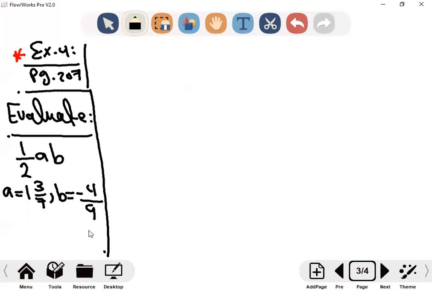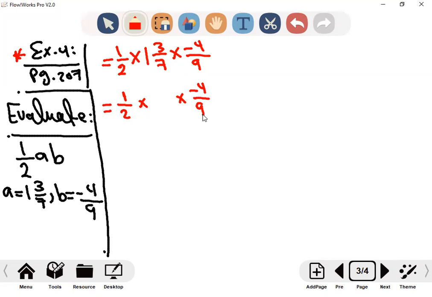Now we said the first step is to replace the variables by their values. So half AB equals half multiplied by A, which is 1 and 3 over 7, multiplied by B, which is negative 4 over 9. Now this one is ready. This one is ready. This one turn it to a fraction: 7 times 1 plus 3, 10 over 7. Multiply up, multiply down. 1 by 10, 10 by negative 4.